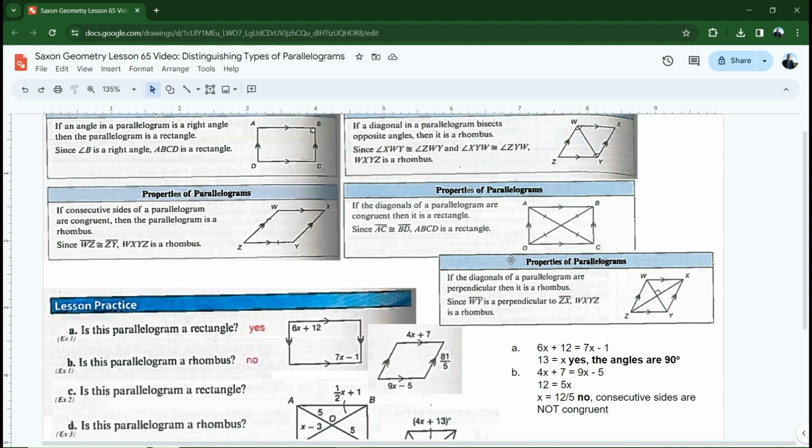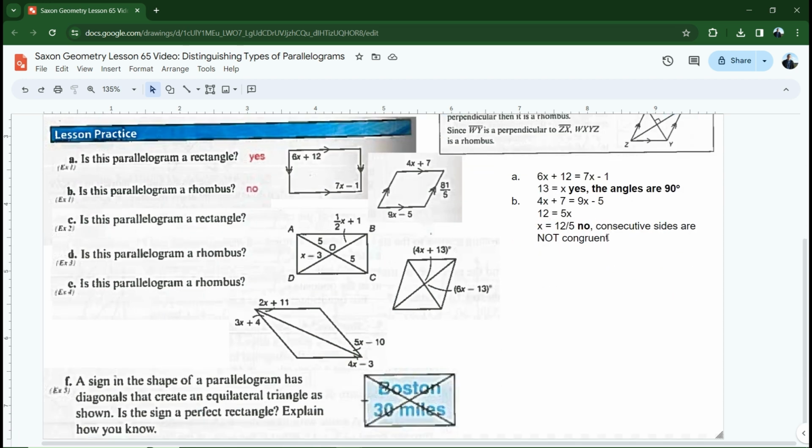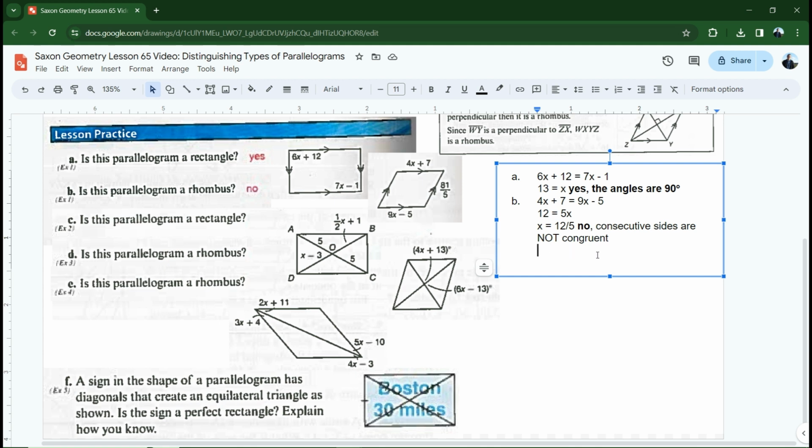One of the properties of a parallelogram is if the diagonals of a parallelogram are congruent, then we have a rectangle. So since AC here is congruent to BD, this whole diagonal is congruent to this whole diagonal, we're dealing with a rectangle. Hey, that seems like it might be useful in the problem we're currently working. Let's find out. So for letter C, I see that one diagonal is 10. 5 plus 5 is 10. My other diagonal is going to be x minus 3 plus 1 half x plus 1.